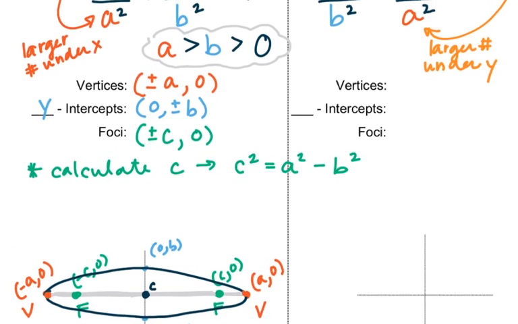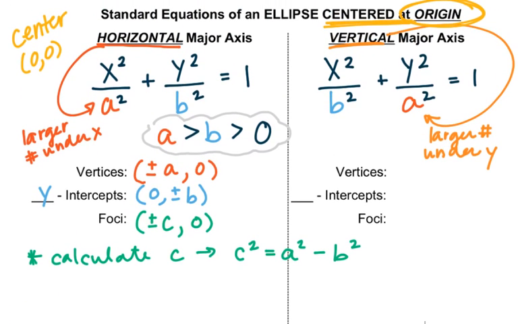So now that we have looked at those attributes for our horizontal major axis ellipse, let's compare the difference with a vertical major axis ellipse. So again, for my vertices, I use the a value, the larger of those 2 denominator numbers. I use that a value to give me my vertices. But since we're dealing with a vertical major axis, instead of having that a value be in x, the a value is going to be in y over here. So I've got 0, plus or minus a. Those are on the y axis, or they are y-intercepts.